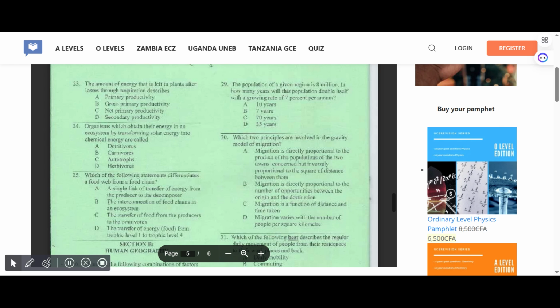Which of the following statements differentiates a food web from a food chain? Correct answer is D, which is the transfer of energy from trophic level 1 to trophic level 4.